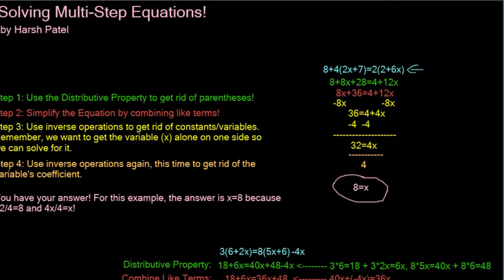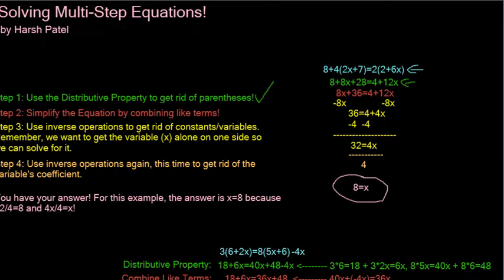Let's make our first example be 8 + 4(2x + 7) = 2(2 + 6x). Step 1 is to use the distributive property and get rid of parentheses and brackets by distributing them. For example, with 8 + 4(2x + 7) = 2(2 + 6x), distribute by multiplying 4 times everything in the parentheses on the left side and 2 times everything in the parentheses on the right side. The equation becomes 8 + 8x + 28 = 4 + 12x.